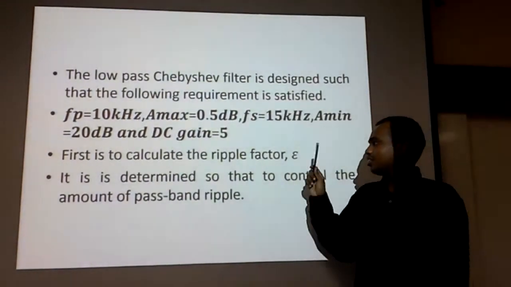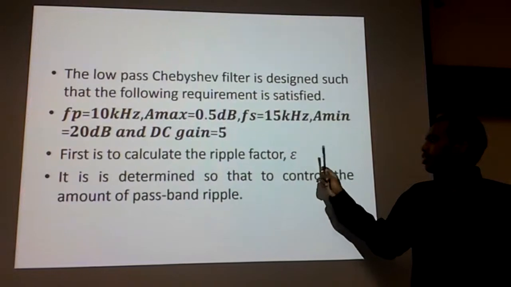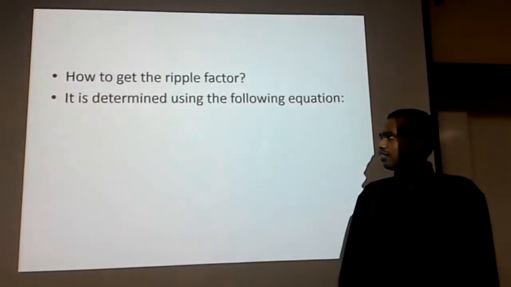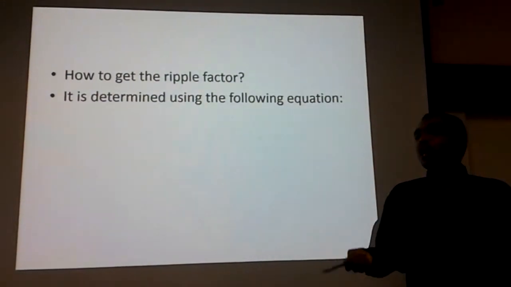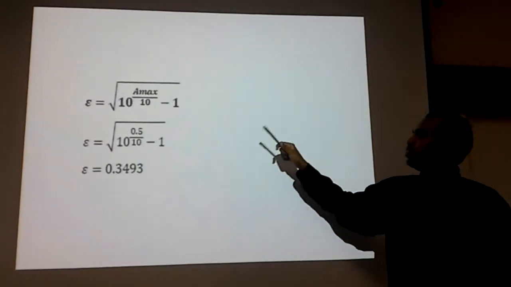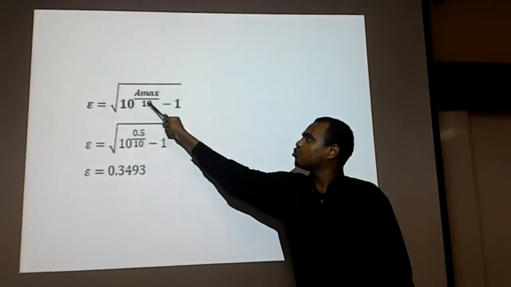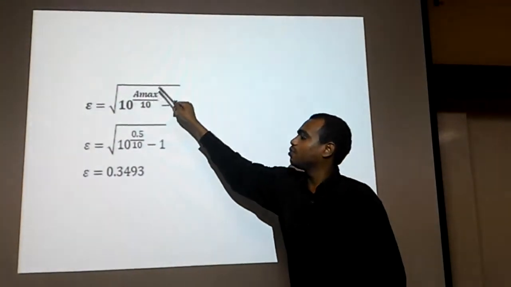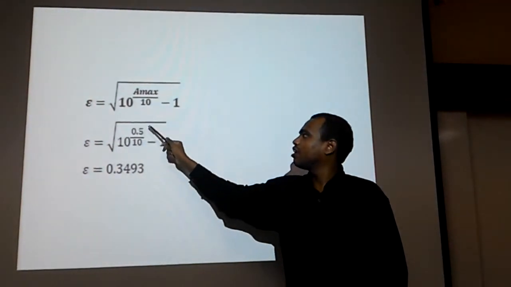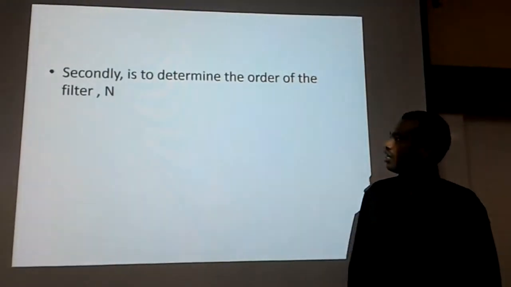So first, in order to calculate the transfer function, we have to find the ripple factor, which is epsilon. Epsilon is determined to control the amount of passband ripple. How do we get epsilon? Epsilon is determined using a specific formula: epsilon equals the square root of 10 to the power of A max over 10, minus 1. A max from the requirement is equal to 0.5. Then we substitute 0.5 in this equation and find epsilon equal to 0.3493.